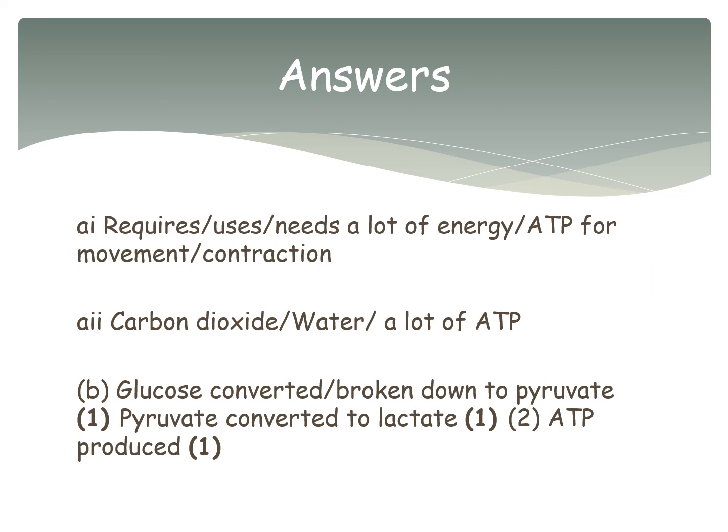And for B, your glucose is converted and broken down to 2 molecules of pyruvate and at the same time produces 2 ATP in the cytoplasm, and then your pyruvate is converted to lactate. So you've got 1 mark for each of those stages. So well done if you got all of these questions correct. If you didn't, you need to go back to the beginning of the video.